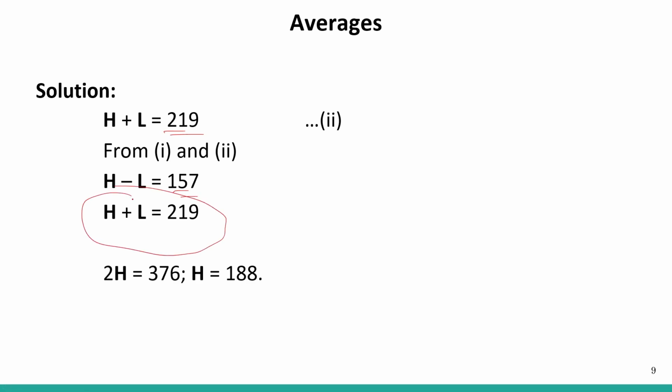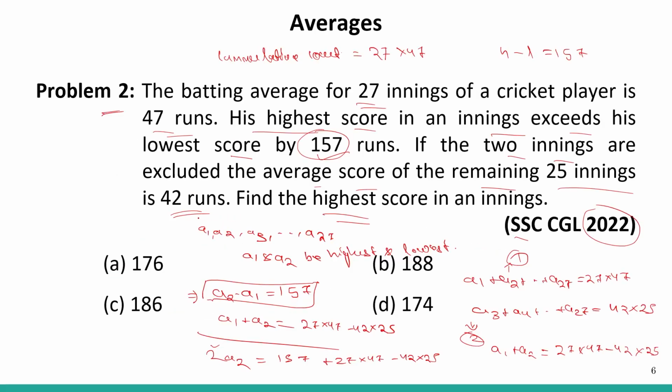By solving these two simultaneous equations, by cancelling L, 2H is equal to adding these two. So 2H will be 376. This implies that H is equal to 188. So the highest score will be 188. Among these four options, 188 is the only correct one.